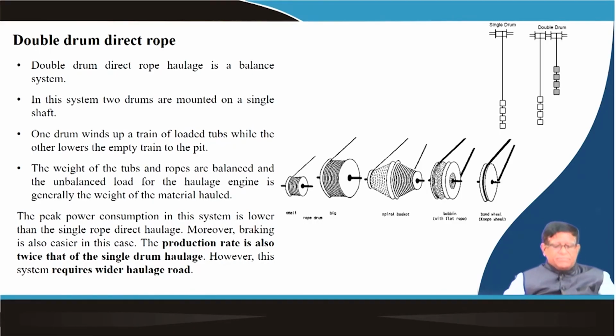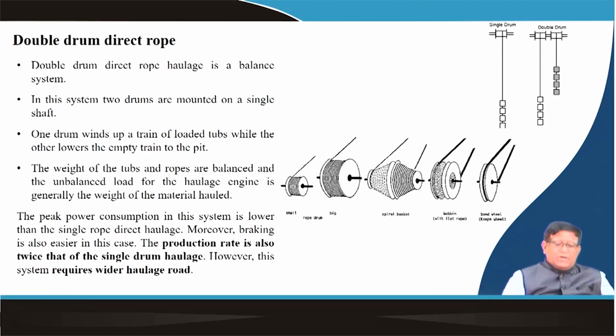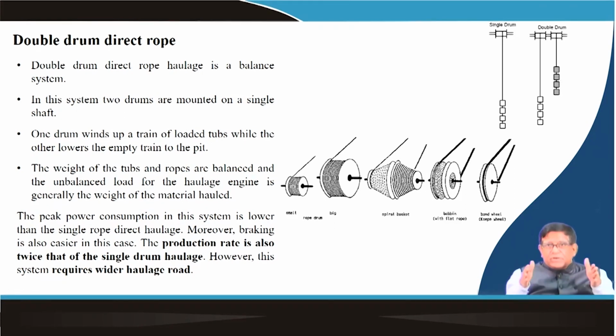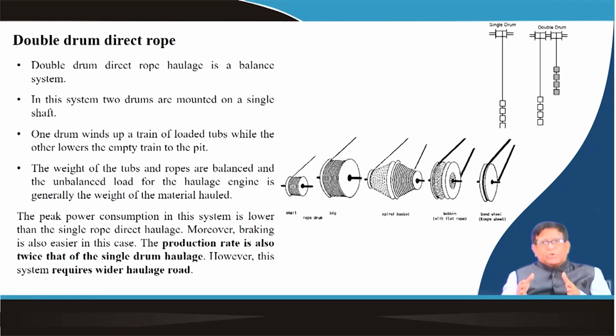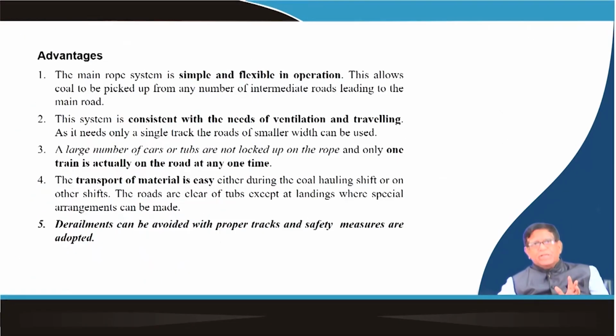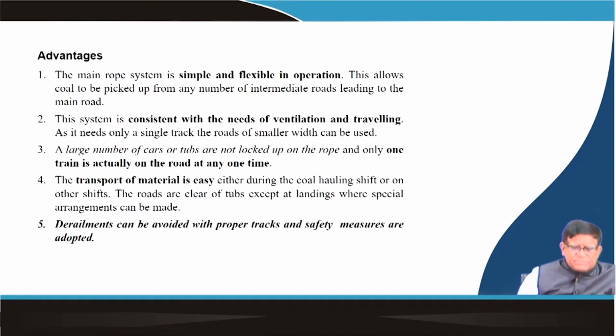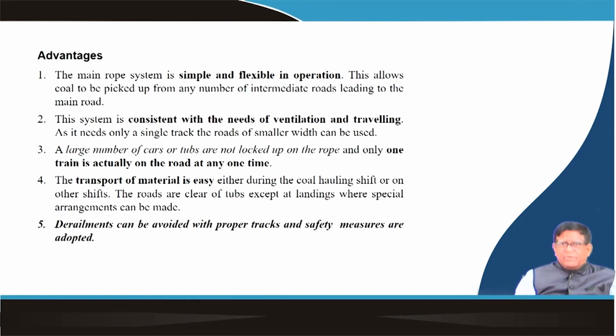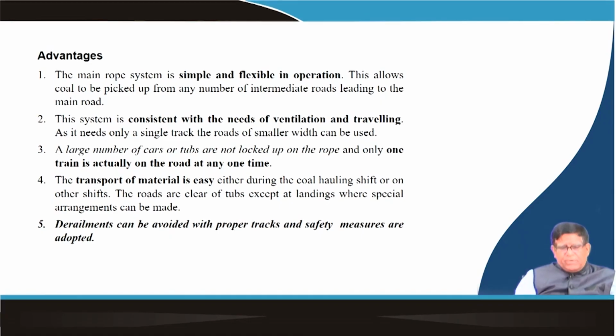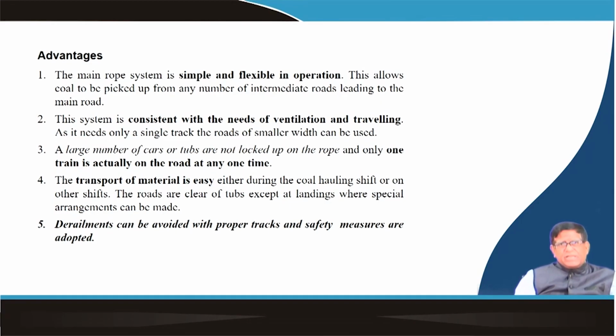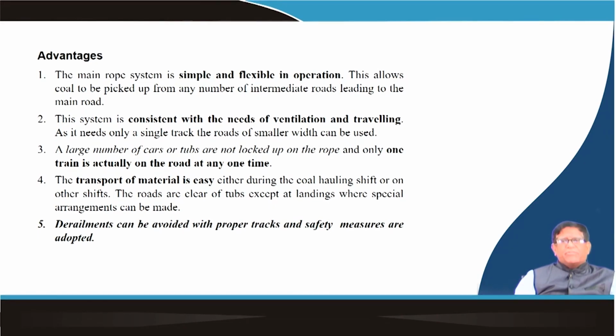However, this system requires a wider haulage road, because if 2 lines are to go, that means 2 tracks are there. If we put the 2 tracks, the gallery width will have to be increased. So, there are many advantages, because it is simple and flexible, you can easily install it, you can easily instruct, even unskilled manpower can make the whole system work, and it is consistent with the needs of ventilation and travelling.